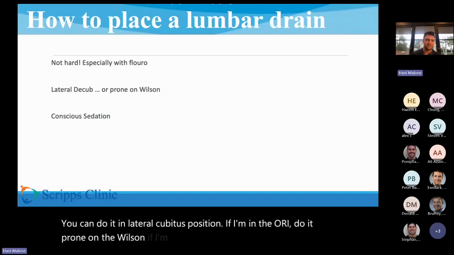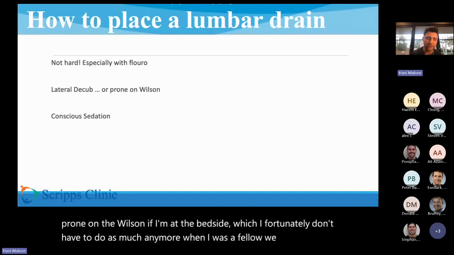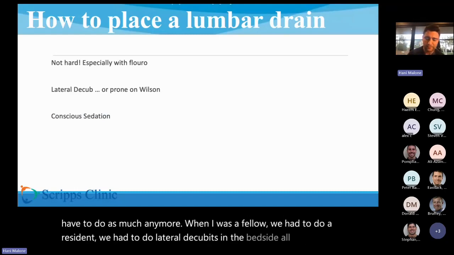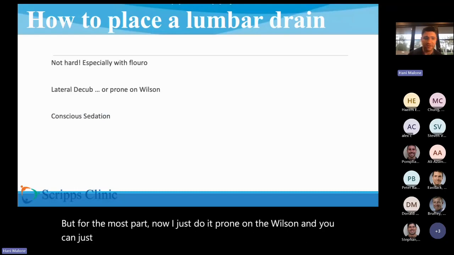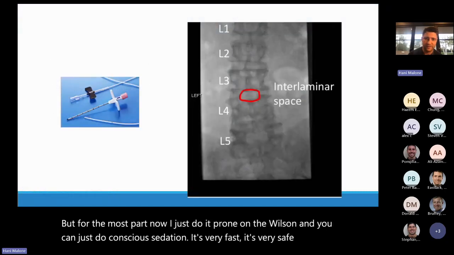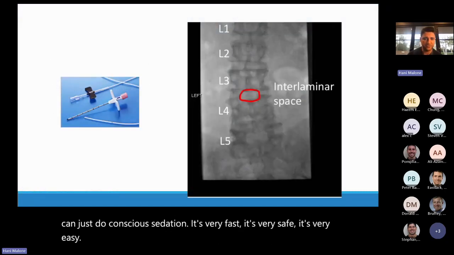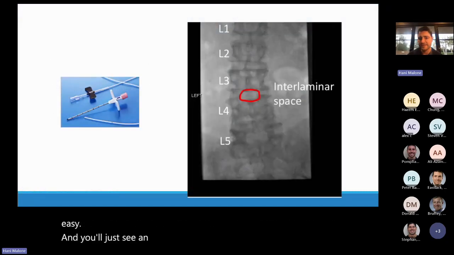If I'm at the bedside, which fortunately I don't have to do as much anymore. When I was a fellow, or a resident, we had to do lateral decubitus at the bedside all the time. But for the most part, now I just do it prone on the Wilson, and you can just do conscious sedation. It's very fast, it's very safe, it's very easy. And you'll just see an image, something like this.